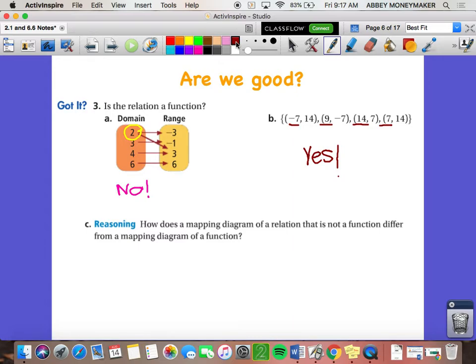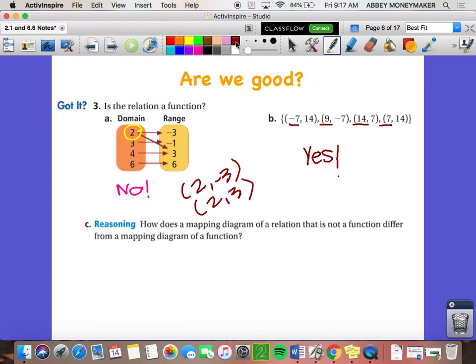Okay. A is not a function because you have 2 arrows coming from 2, so that means that the x value is repeated. Because if you listed those out in ordered pairs, you would have 2, -3, and then you would also have 2, 3. So those repeated. On B, you don't have any x values that repeated.